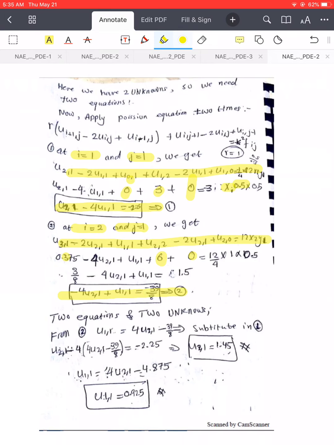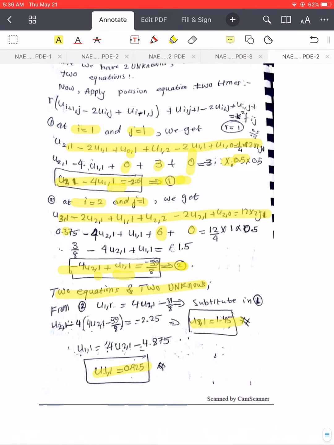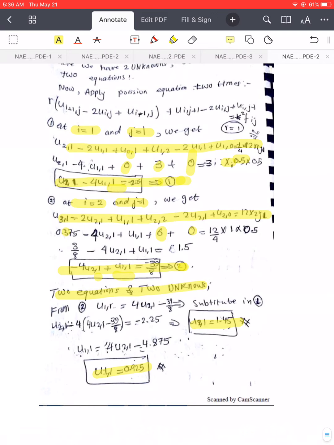So now we have two equations, equation number 1 and equation number 2, and both of them have two unknowns, u21 and u11. So solve it any way you like. This is two equations with two unknowns. So solve them, we get the answer u21 and u11, which means we have solved the problem. And in that case, this is the end of the slides on solving elliptic equations.